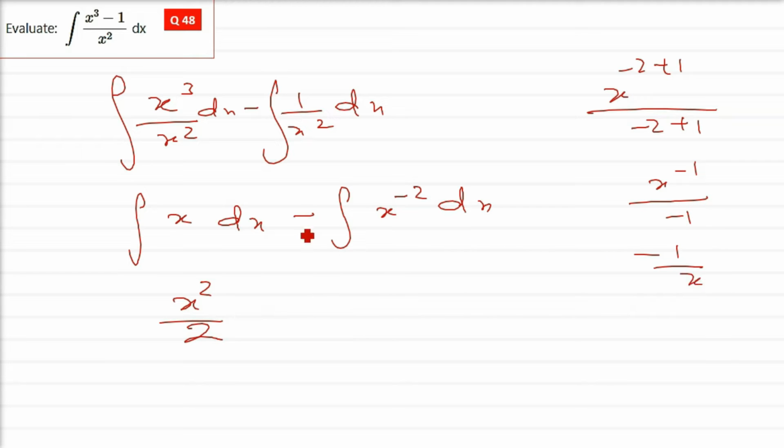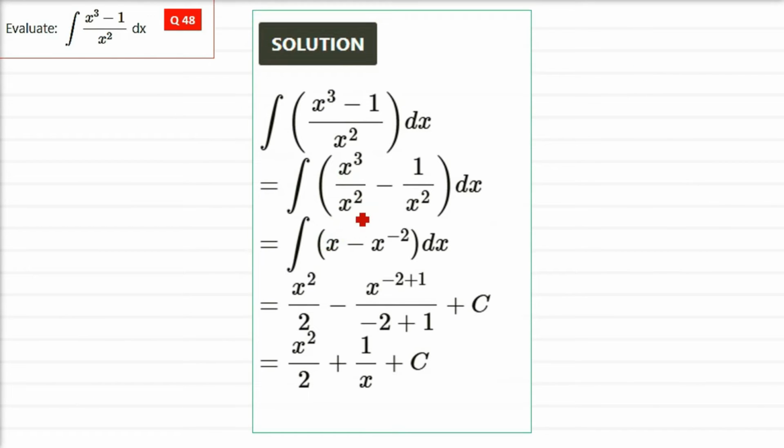So you'll get minus 1 by x here. So you can just add this. Minus minus will be plus, plus 1 by x will be there, plus a constant of integration. So this is your integration direct result. Alright, from here we started. So this is how you can do it. As I told you, it's a direct result, so you don't have to worry about it.